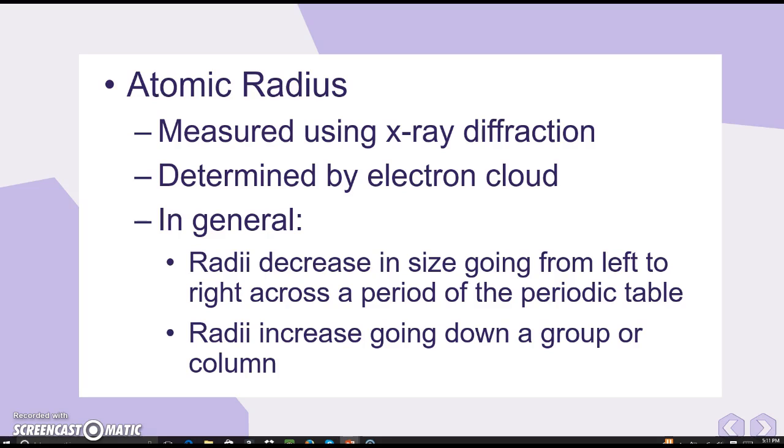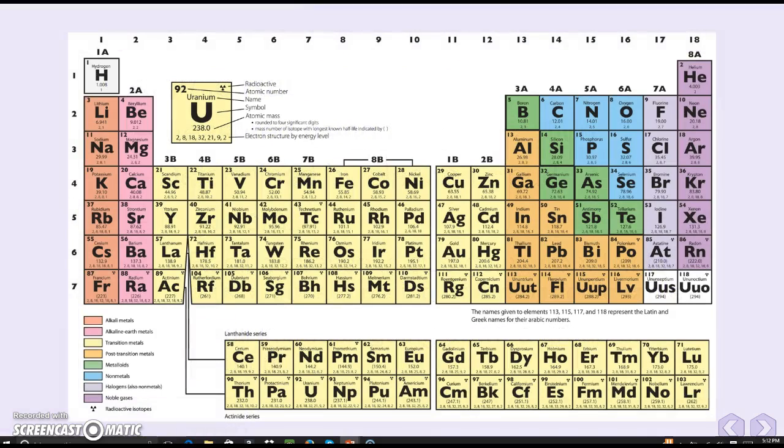So that's one of the things you need to know. And again, make sure you get that direction correct. Top right to bottom left, atomic radii increases. We're going to spend a little bit of time just looking at the periodic table here.